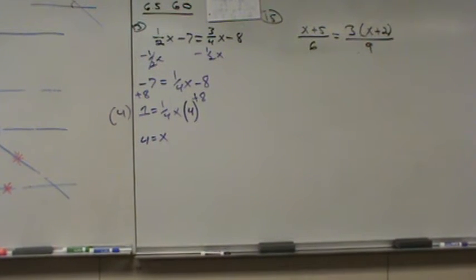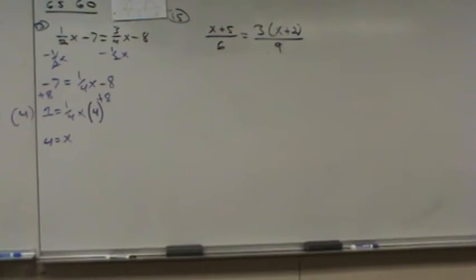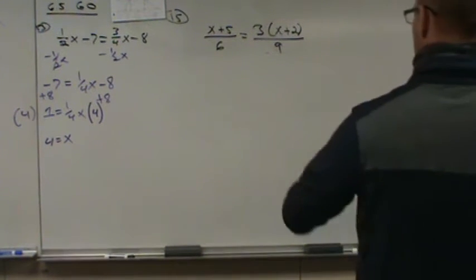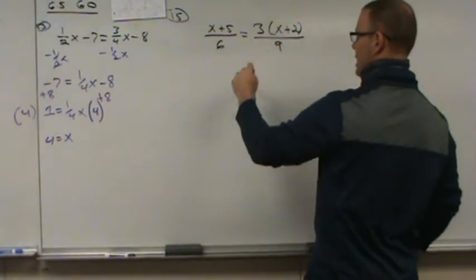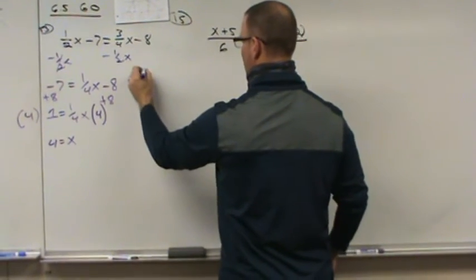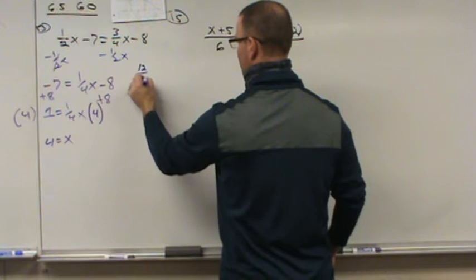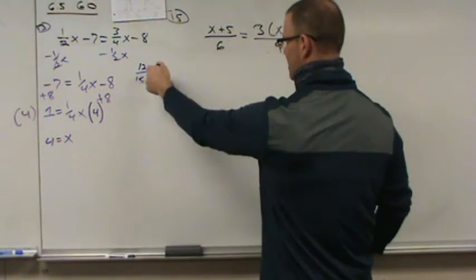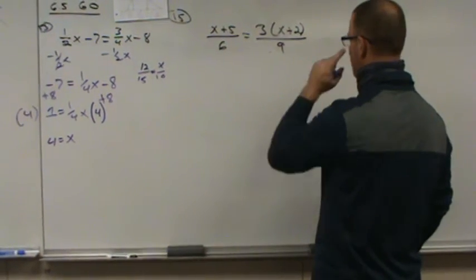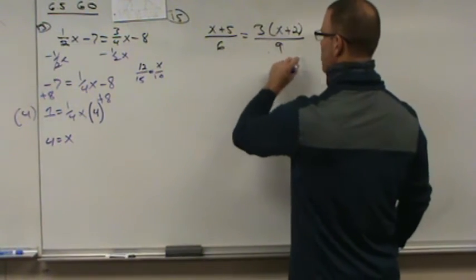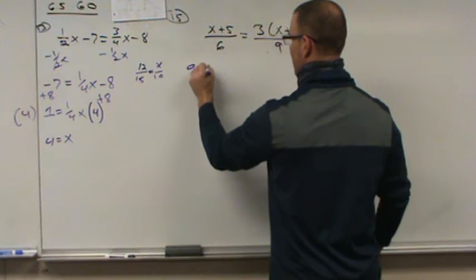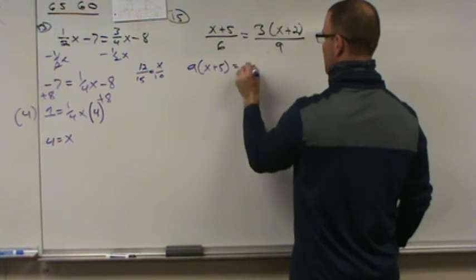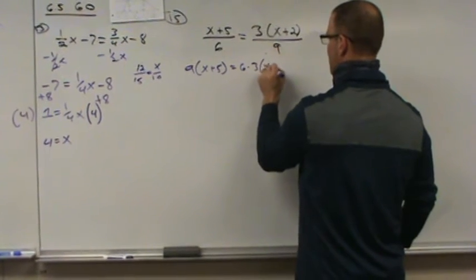When you look at 15, okay, 15 looks intimidating, and there's a couple of different ways you can do this. Believe it or not, this is a proportion. It's a little bit more complex than, say, 12 over 15 equals x over 10, which is one we saw earlier. This doesn't have pluses and multiples. This does. But we still solve it the same way. I still cross multiply. 9 times x plus 5 is equal to 6 times 3 times x plus 2.